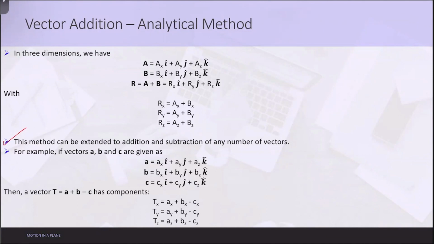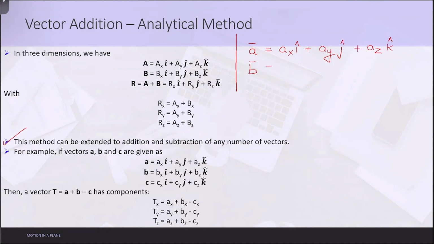For example, let's say we need to add the vectors A, B, and C. First of all, let us write A, B, and C so that we can have a habit of understanding everything. What can the vector A be written as? It can be written as some i cap, some j cap, and some k cap. What will be the magnitude along the x-axis? It can be denoted as Ax. Similarly, this can be denoted as Ay, and this as Az.